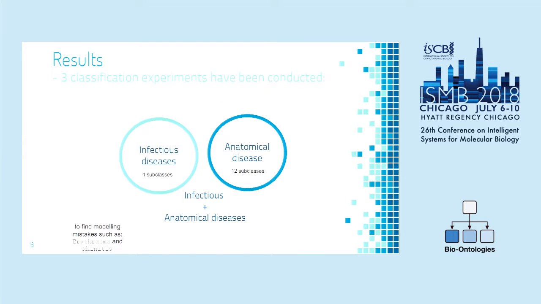Another three experiments that we did, we wanted to try for disease classes. First, we start by doing that for infectious disease, which has four subclasses: bacterial, fungal, viral, and parasitic. After that, we want to increase the complexity of the problem by trying another disease class that has more subclasses, like anatomical disease, which has 12 subclasses. And here we aim to find the modeling mistake. So let's see an example of that.